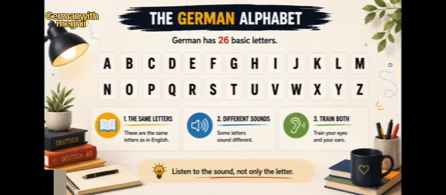We start with the alphabet because reading is the first door into the language. In this part, we will look at the basic German letters. The German alphabet has 26 basic letters. These are the same letters you already know from English.